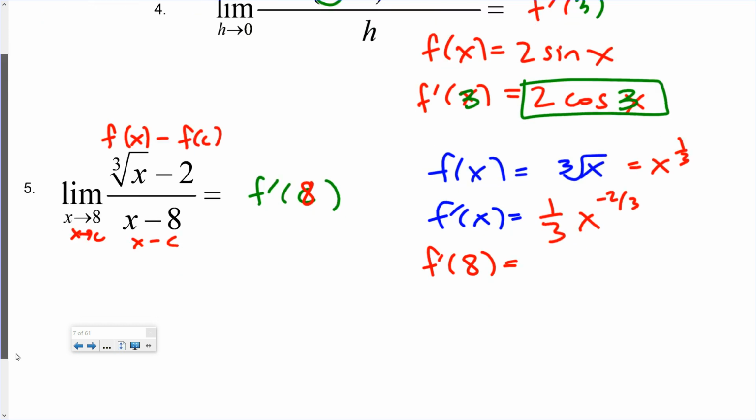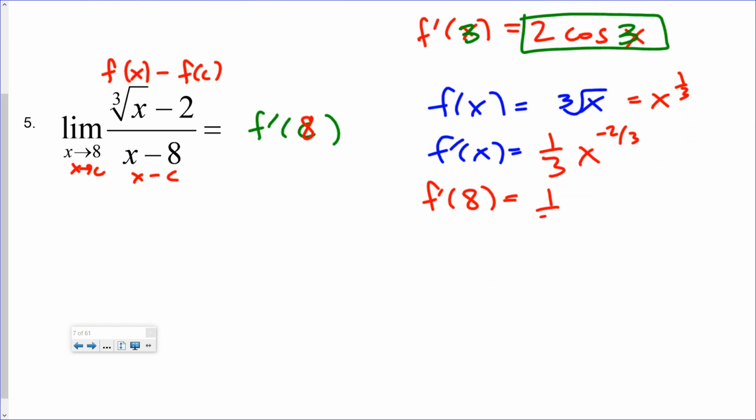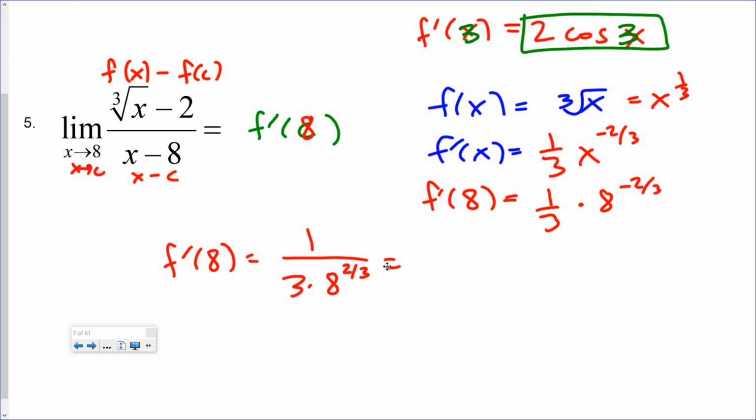All right, so if I get f prime of 8, this is going to be 1/3 times 8 raised to negative 2/3. Okay, that's really awkward. Okay, let's try this. What if I do 1/3 times 8 to the 2/3? Right? A little bit better, still a little awkward, but a little bit better. What is this answer right here?